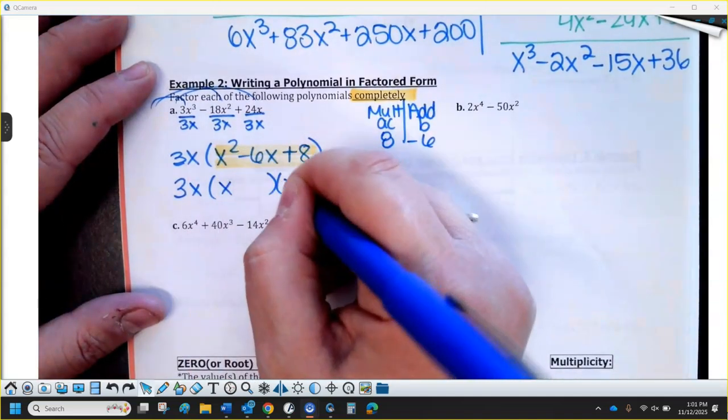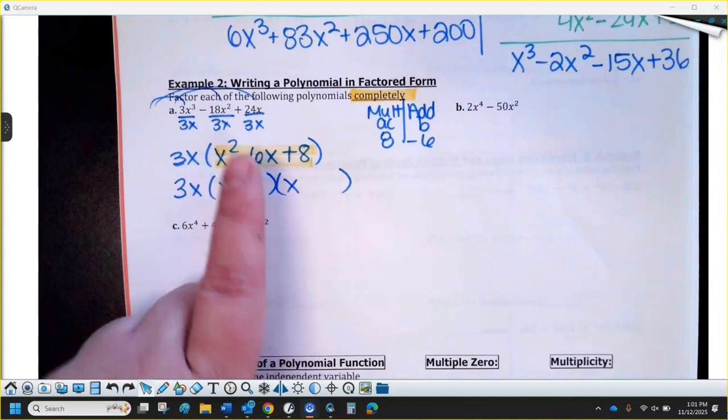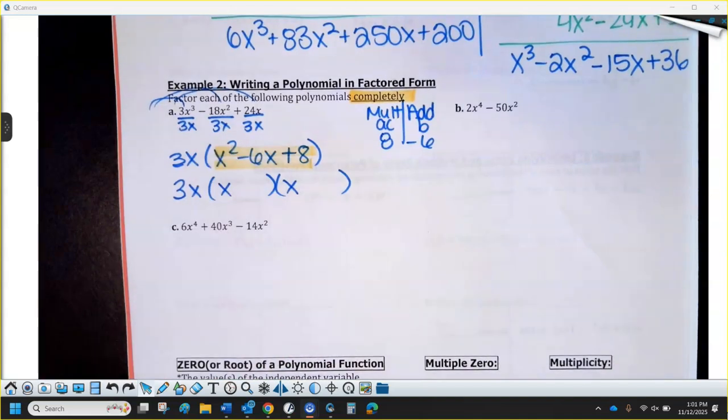Both factors should start with x. x times x will give you x squared. So just take that first term, drop the squared, put it at the beginning of each of the factors. What two numbers could you make multiply to get positive 8, but add to get negative 6?